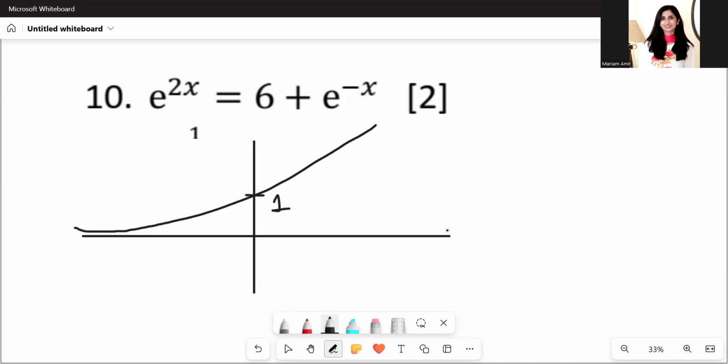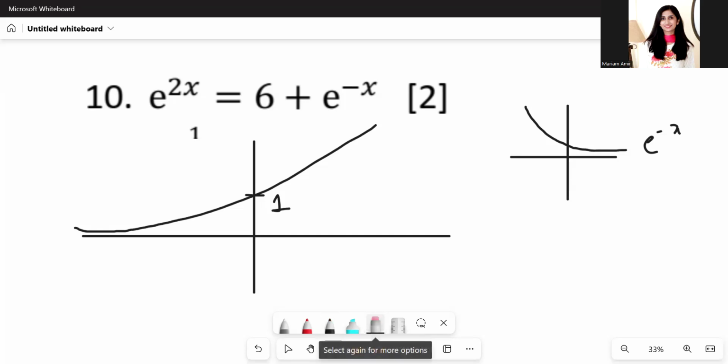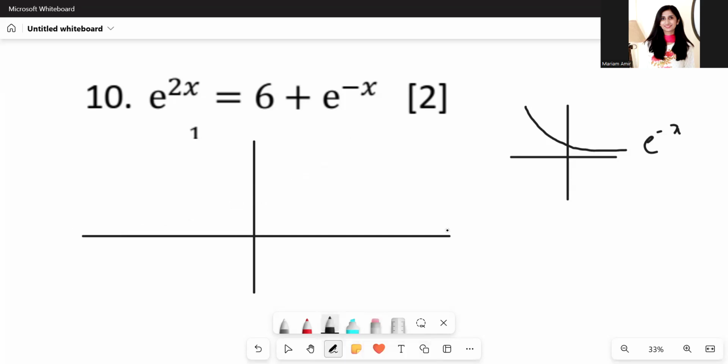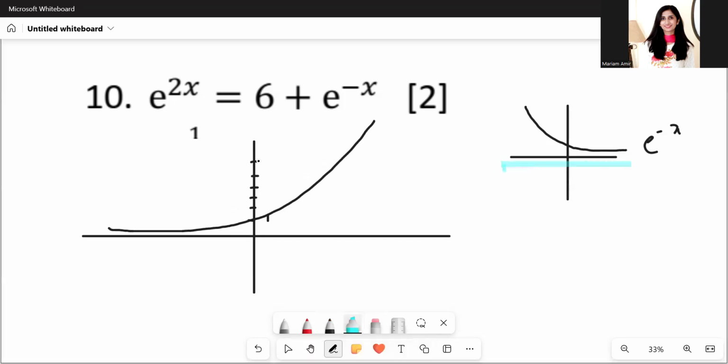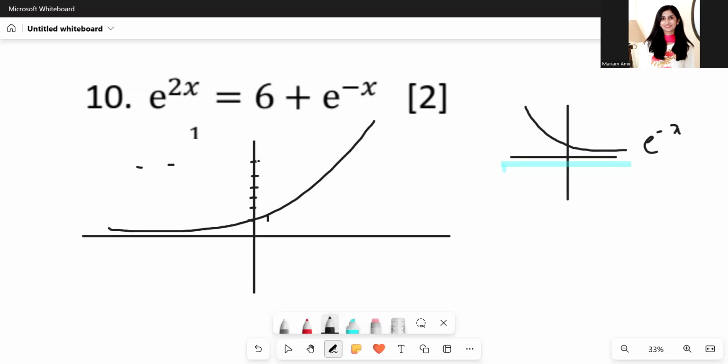Next is the graph for e power minus x plus 6. So we know e power minus x looks like this. It's a falling graph. And we have to make this 6 units higher. So let me make 1 smaller, lower, so that 6 fits on the same curve. So it's going to be something like this. Okay, so move this 6 units up. So 1, 2, 3, 4, 5, 6. So the asymptote, which was originally here, will now go 6 units up, and it's going to be here at 6.